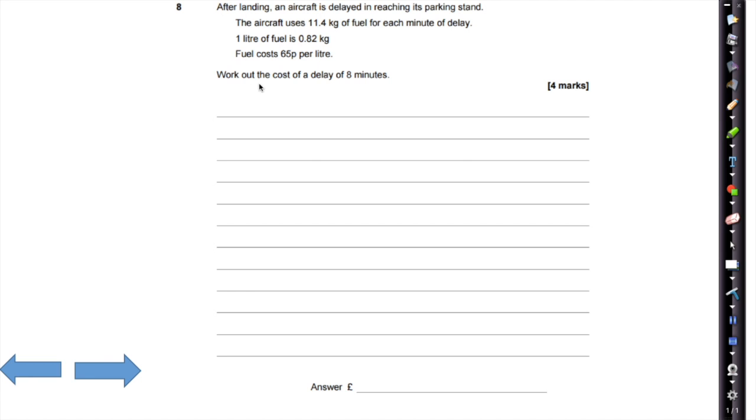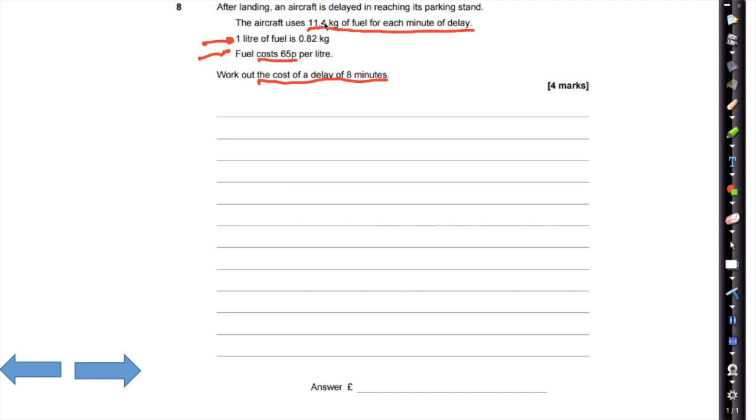So we're looking at the cost of a delay of 8 minutes. First of all, with 11.4 kilograms of fuel for each minute of the delay. So we've kind of got a few conversions here. We're going from litres and kilograms, and we've got this cost per litre in pence, and we're going to work out the cost of a delay of 8 minutes. Well, we've got to use a lot of multiplication and division with a number solving problem, and then convert the units. So this is quite a broad question in terms of what it's testing with your number skills. But first of all, think about the delay of 8 minutes and what that would be in terms of how many kilograms of fuel.